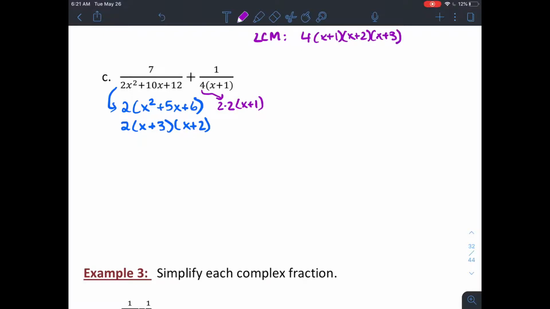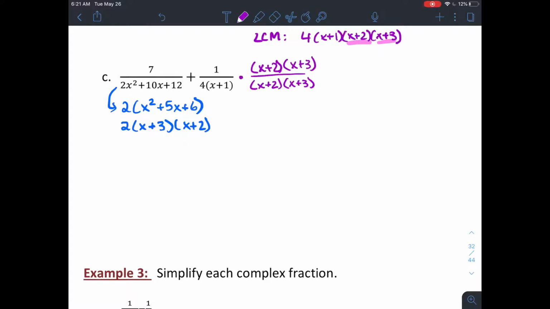It's going to have to multiply both of my fractions times whatever it takes to get that as my denominator. So if I look at my second fraction, it already has the factor of 4 and x plus 1. It needs factors of x plus 2 and x plus 3. So I'm going to multiply by x plus 2, x plus 3 over x plus 2 times x plus 3.